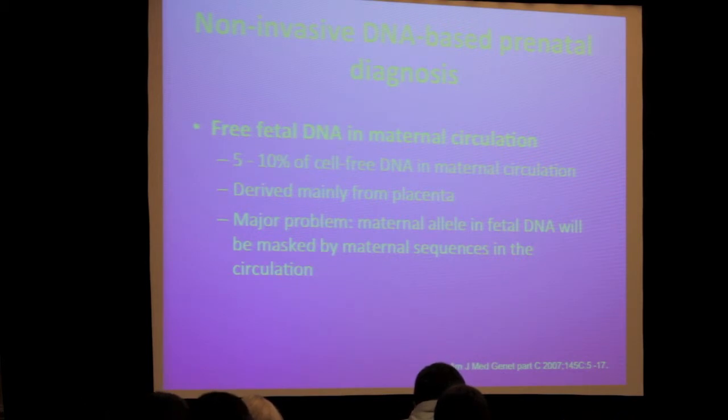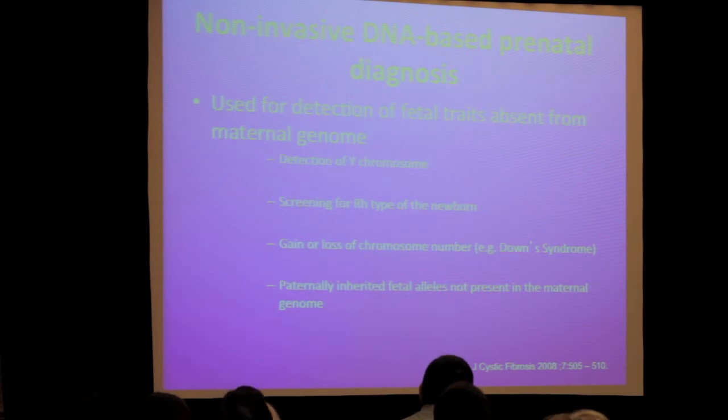But the major problem is that the maternal allele in the fetal DNA will be masked by the maternal sequences in the circulation. So this procedure is in use today. It's used to detect fetal traits that are absent from the maternal genome. It's been used for detection of sex, for the Y chromosome, for screening of RhoGAM or Rh. It's also been used for Down syndrome and for paternally inherited fetal alleles.